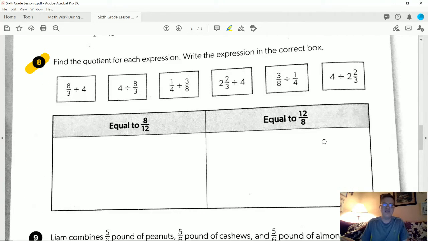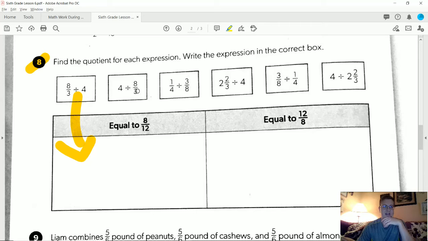Number 8, find the quotient for each expression. There is a trick to do this. So what the trick is, we are going to be dividing by this, and what we can do is go ahead and flip it over. So dividing by a whole number is still going to be a fraction, 4/1, so I could go ahead and multiply by the inverse. I would get a 12 on the bottom for this one.